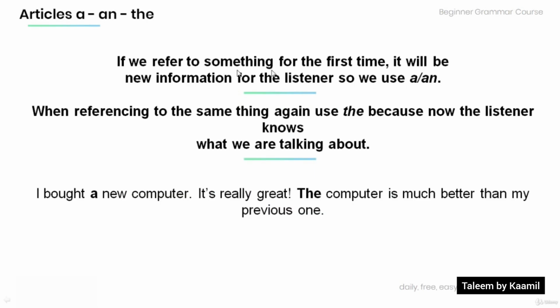And if we refer to something for the first time, it will be new information for the listener. And so we use a or an. And when referring to the same thing again, make sure to use the, because now the listener knows what we are talking about.